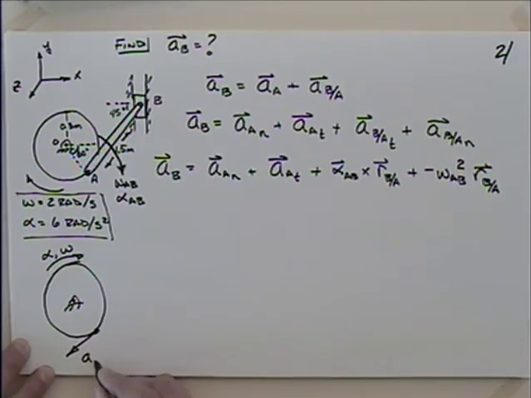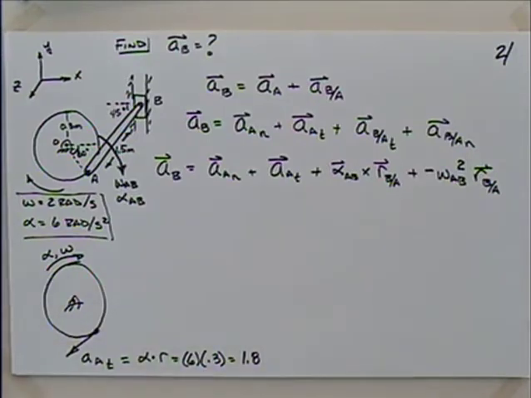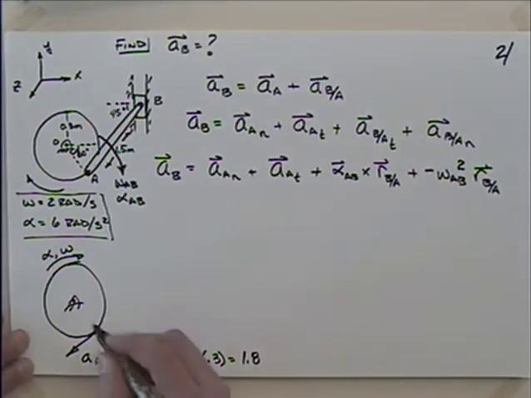So there's the acceleration of A in the tangential direction, not the normal direction. If I want just a magnitude, what would that be? Alpha times r, right? Which is going to be equal to, what was alpha? 6 times the radius, 0.3, so I get 1.8. Okay, 1.8. Now I have to figure out the direction in a little bit.